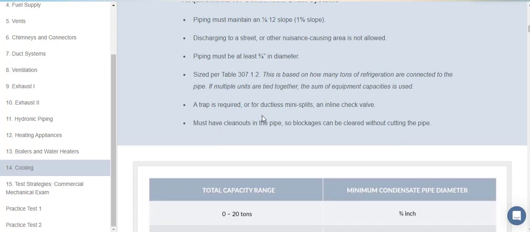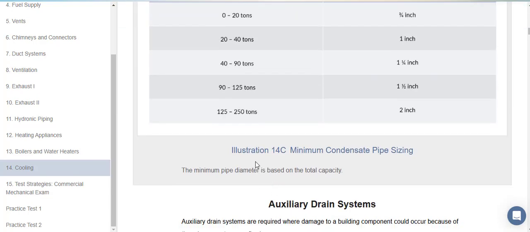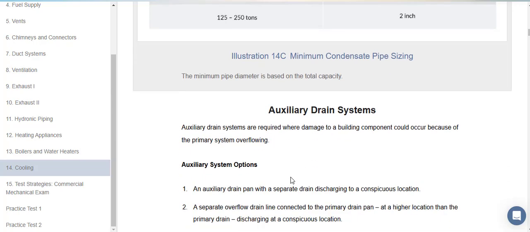A trap is required, except for ductless mini splits. An inline check valve must have cleanouts in the pipe so blockages can be cleared without cutting the pipe. The table shows the total capacity range and the minimum condensate pipe diameter. For example, from 0 to 20 tons, the capacity of the unit, it will give 3/4 inch, and so on. This illustration 14c is minimum condensate pipe sizing. The minimum pipe diameter is based on total capacity.